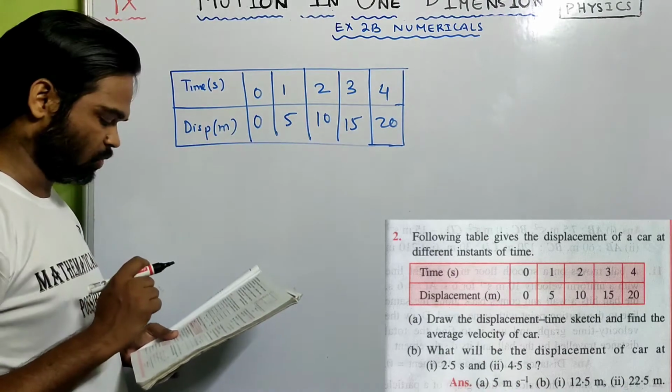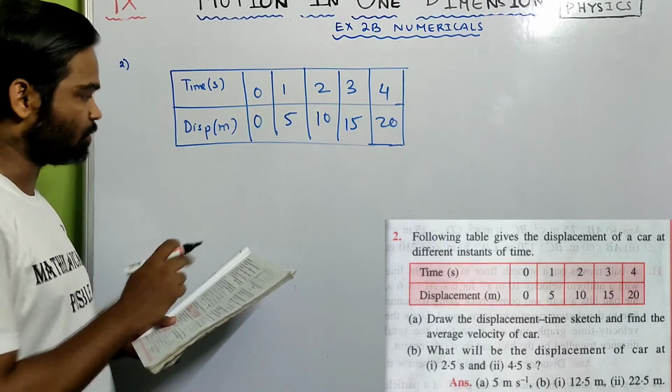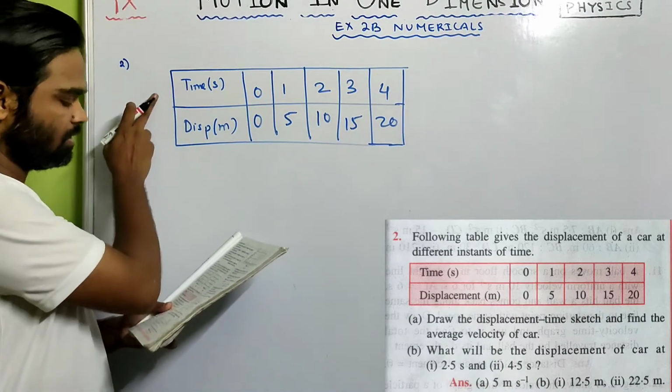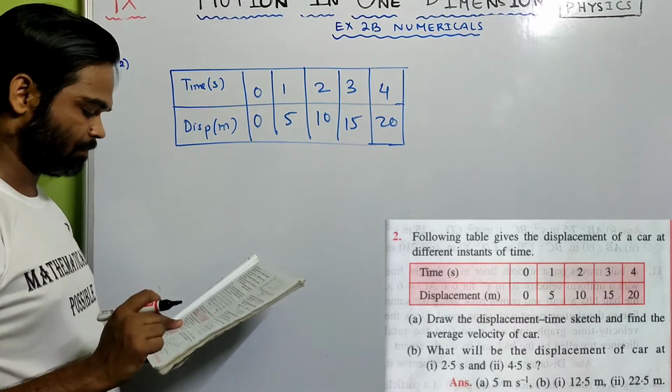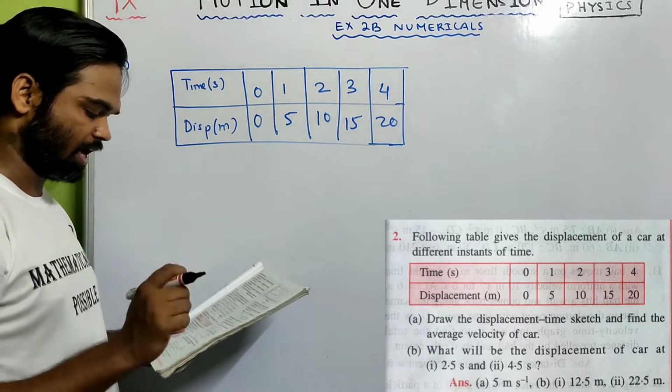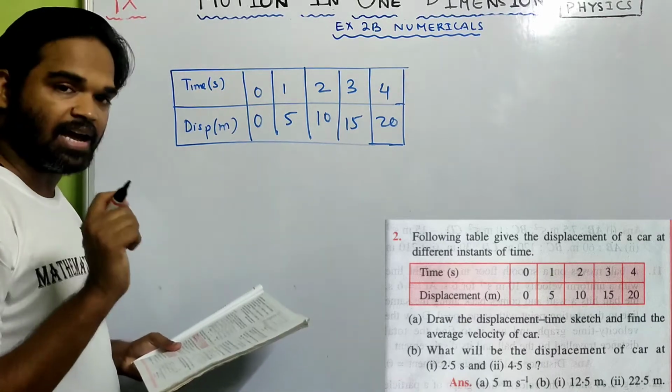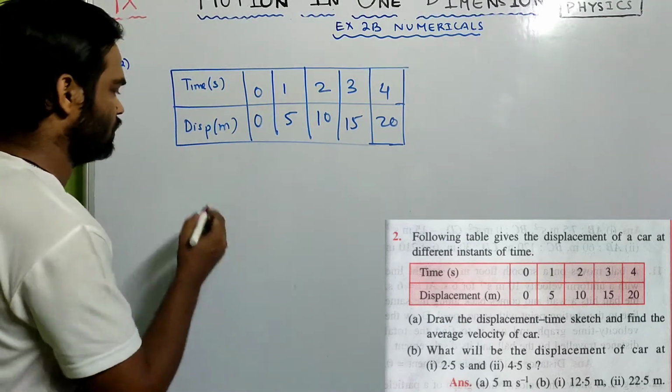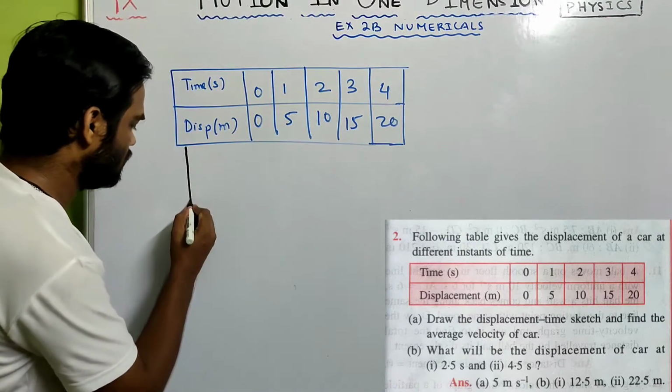Now look at sum number 2. The following table gives the displacement of a car at different instants of time. Plot the displacement-time sketch and find the average velocity of the car. The first part we'll do first. See, draw the graph. Let us see.